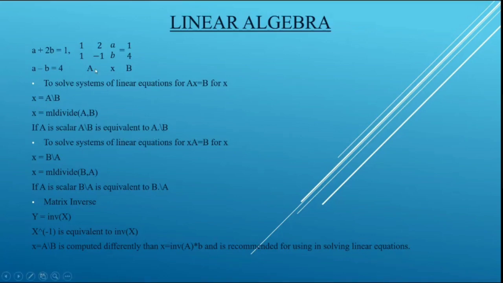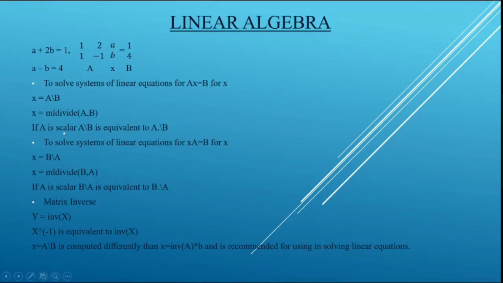If A is a scalar, A backslash B is equivalent to A dot backslash B. If A is a square n by n matrix and B is a matrix with n rows, then X equals A backslash B is the solution to the equation A multiplied by X equals B, if it exists. And thirdly, if A is a rectangular m by n matrix with m not equal to n, and B is a matrix with m rows, then A backslash B returns a least squares solution to the system of equations Ax equals B.